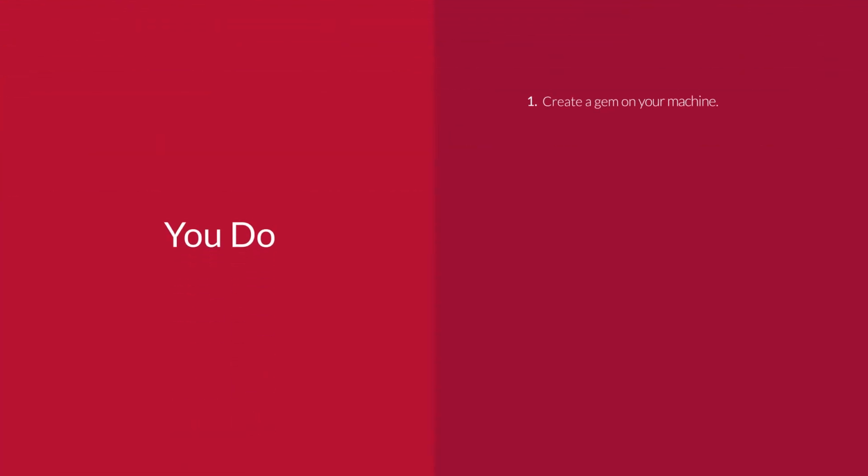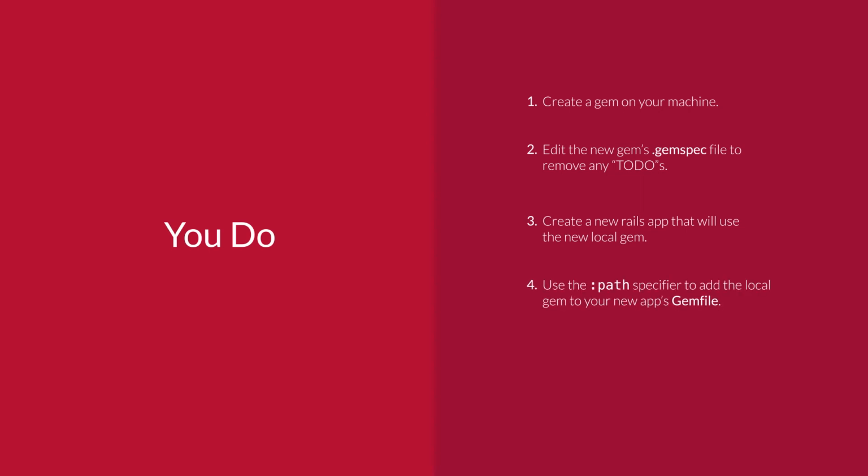First, create a gem on your machine. Next, edit the new gem's gemspec file to remove any TODOs. Create a new Rails app that will use the new local gem. Make sure to use the path specifier when you add the local gem to your new app's Gemfile. And lastly, run bundle install and inspect the terminal output to make sure your Rails app is using the local gem.